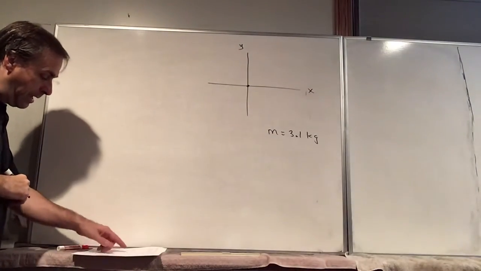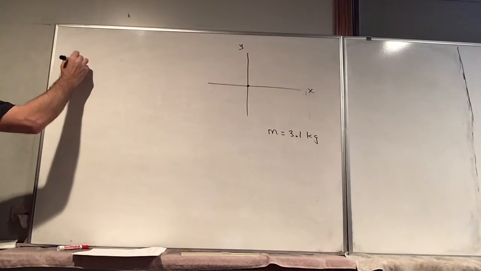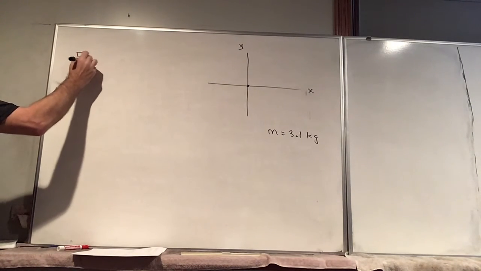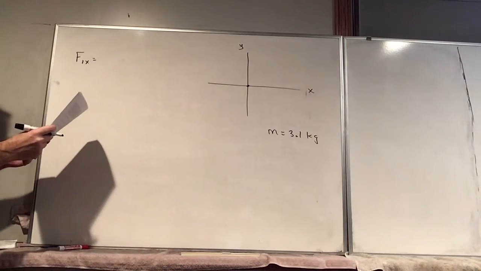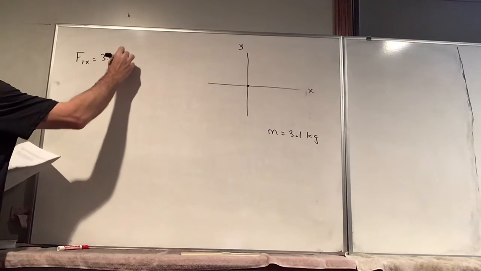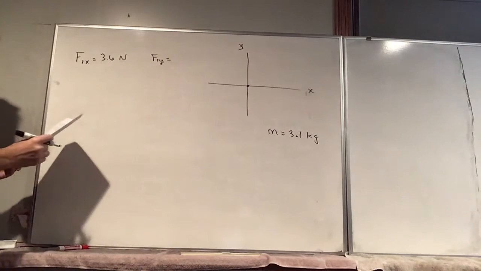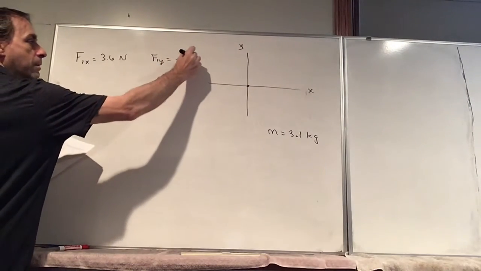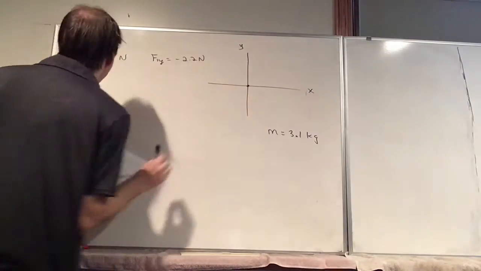All right. It's acted on by 2 forces. So force 1 has an x component of 3.6 newtons and a y component of minus 2.2 newtons. So it would be somewhat in that direction.